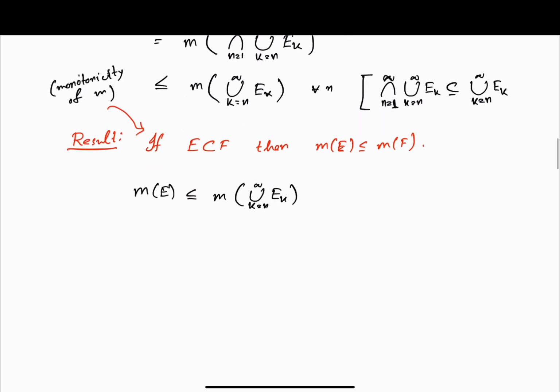Now there is also one more result, subadditivity of measure. What is it saying? Let me write it. The measure of this countable union is less than or equal to the sum n equals 1 to infinity of the measure of Ek. So this is called the subadditivity of measure.